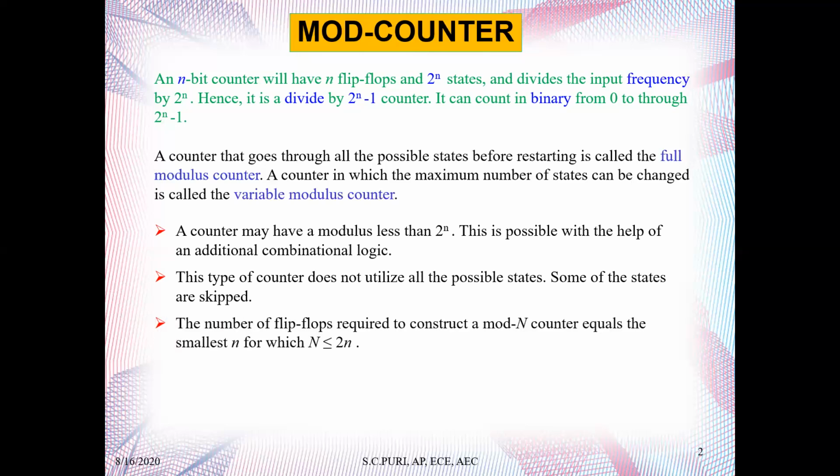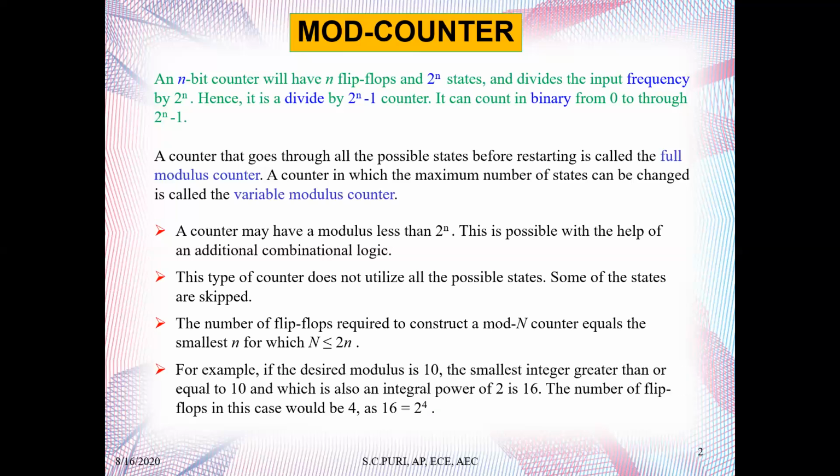The number of flip-flops required to construct a mod counter equals the smallest n for which the modulus is less than or equal to 2 to the power of n. Now what does it mean? For example, if the desired modulus is 10, the smallest integer greater than or equal to 10, which is also an integral power of 2, is 16. The number of flip-flops in this case would be 4, as 16 is equal to 2 to the power of 4.